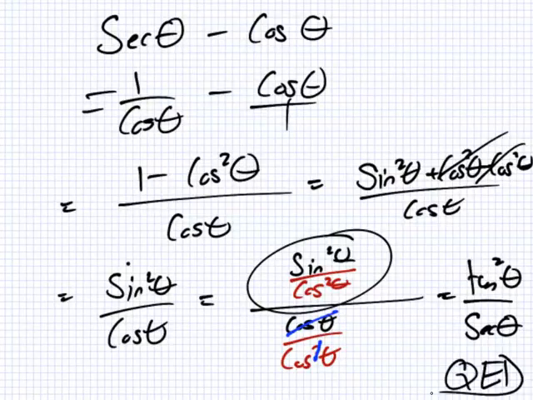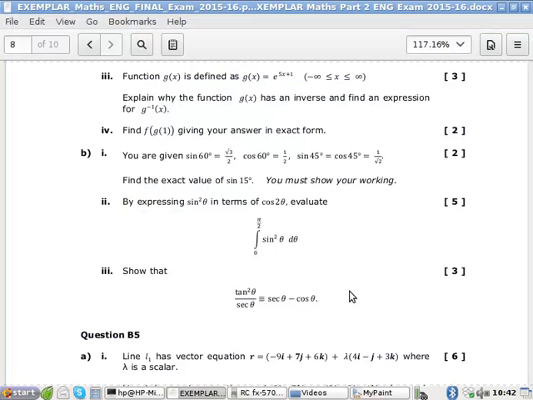I got until sine squared theta over cosine. Good, you got to here. You just have one step left. Really sure? Finish. Yeah, is this the end of the question? Can I go back? So, let me just see. That's the end of that.